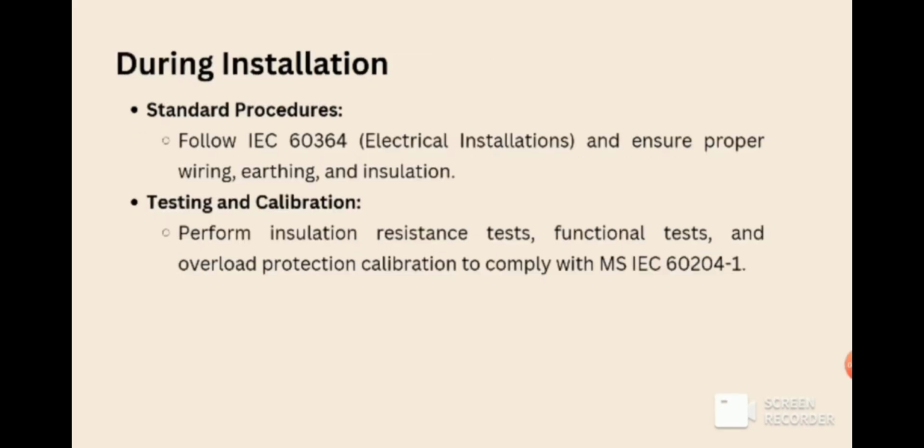In step 3, during installation, the actual installation, it is crucial to follow standard procedures. For example, we adhere to IEC 60364 for electrical installations, ensuring proper wiring, earthing, and insulation. We also conduct testing like insulation resistance tests to confirm everything is functioning as expected.